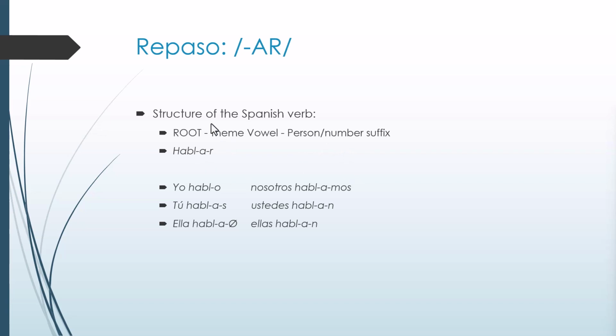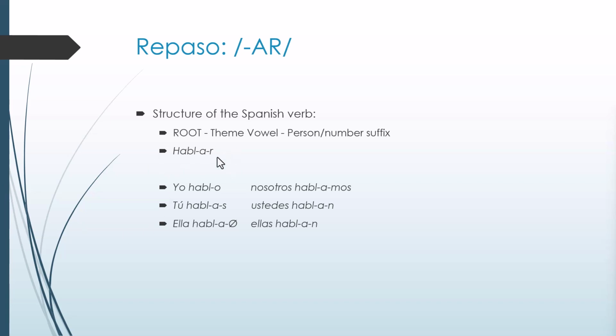The structure is that the verb has a root, a theme vowel that tells us what class the verb is, and then a person number suffix that tells us who the subject is, right? So first person is either I or we, yo or nosotros. The second person is tú or ustedes or vosotros, right? So you or y'all. And the third person is he, she, it, or they, right? Él, ella, ellos, ellas.